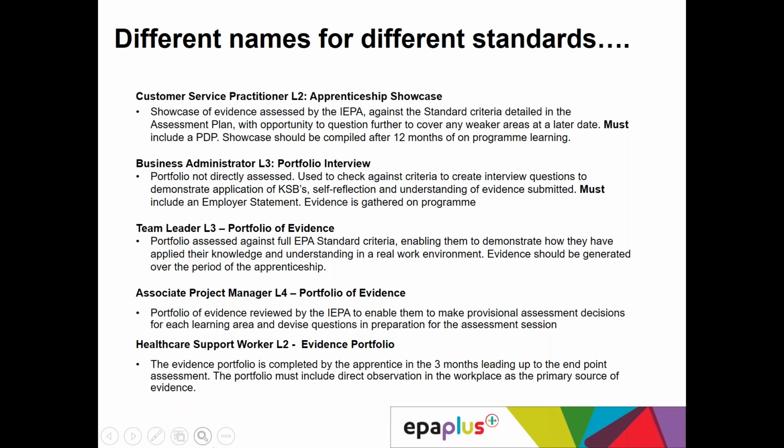Business Administrator Level 3, it's a portfolio which isn't directly assessed but will feed into an interview.